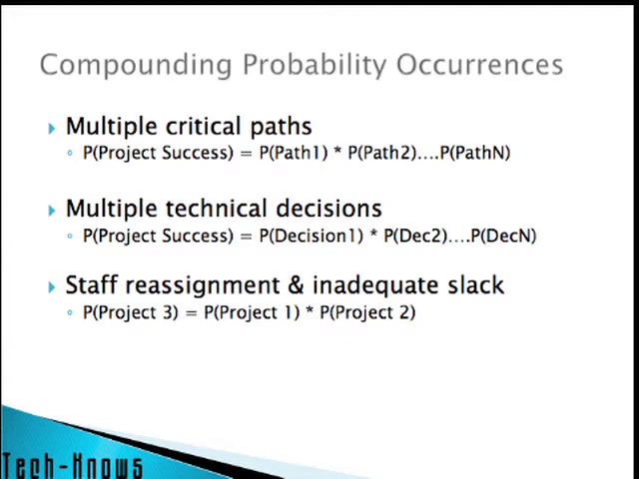Now, third place where compounding probabilities hit us is in staff reassignment, and putting in inadequate slack between projects. If you're running project 3 and project 1 and project 2 both have staff that are required for your project, and there's any doubt that those personnel are going to be available in a timely manner, now your success is dependent on their success. And this domino effect is very common within large companies that have multiple projects ongoing.